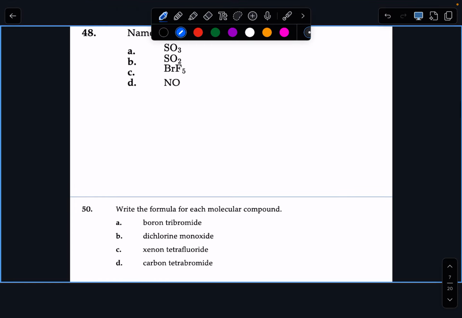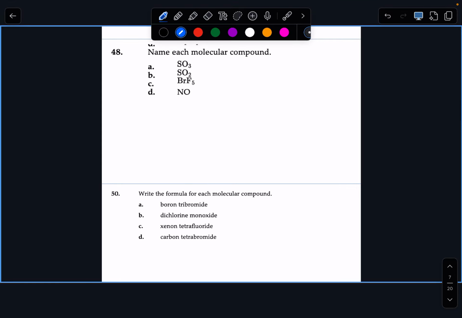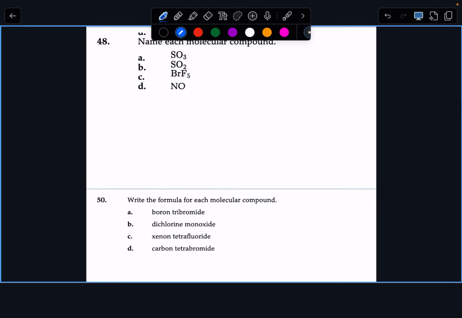Okay, 48 and 50, let's do those together. A and B, both. These are our covalent ones now. There's lots of naming practice in the chapter 3 folder on Blackboard if you need it.